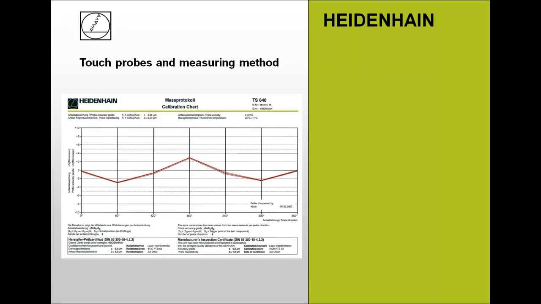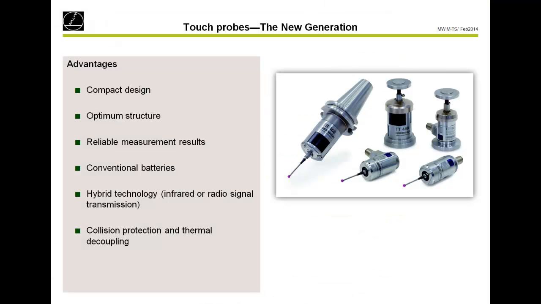A little overview of our touch probes. I want to show you the new generation of our touch probe systems. You see here we have wired touch probe systems and also wireless touch probe systems, for example the 460, the wireless touch probe system. And we also have tool measurement systems, also wired and wireless.